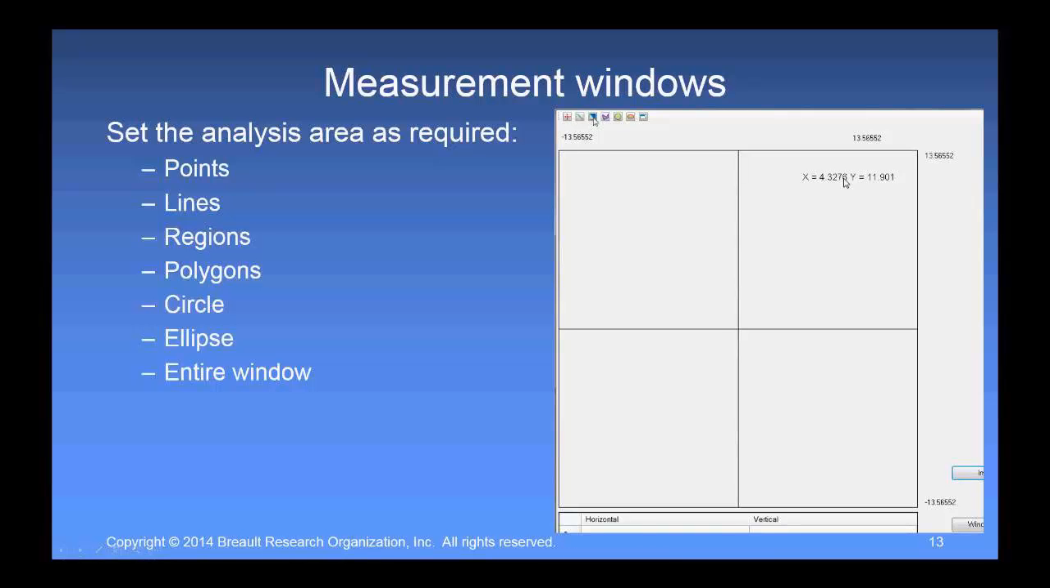And these are selected by simply choosing the appropriate icon up here. If I, for example, chose circle, and again, my window is cut off a little bit, I'd be able to put the X and Y coordinates of the center as well as the radius. So I have a great deal of flexibility in defining the region over which I wish to capture the energy.